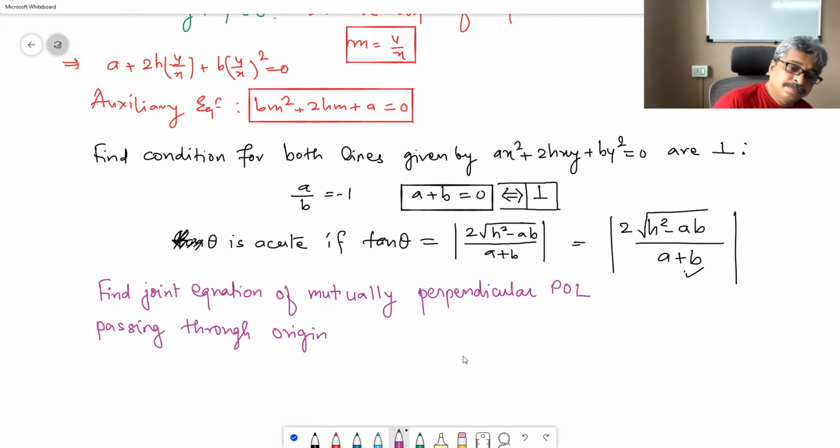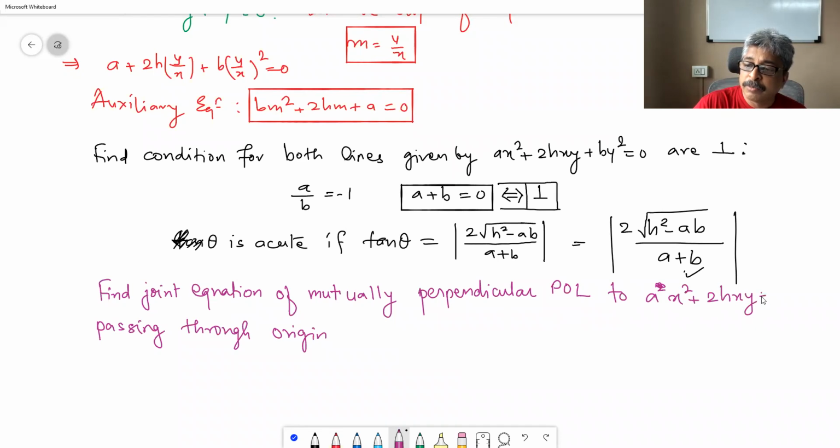Find the joint equation of mutually perpendicular POL to ax square plus 2hxy plus by square is equal to 0.